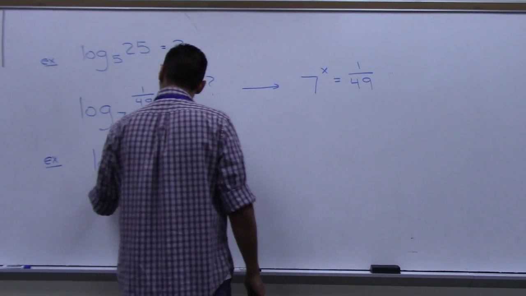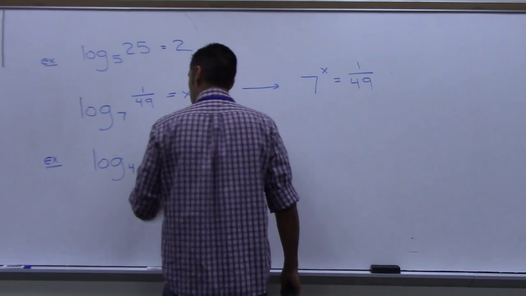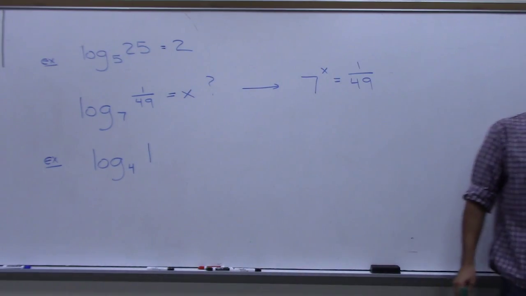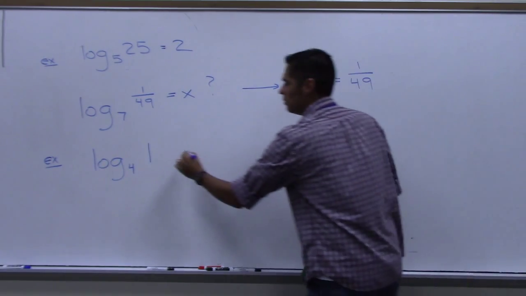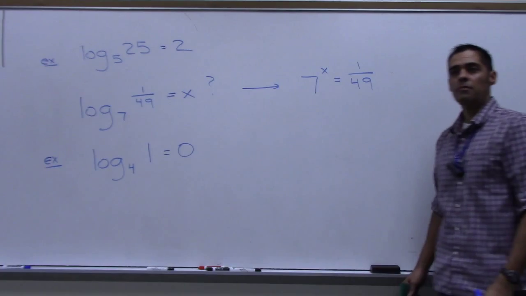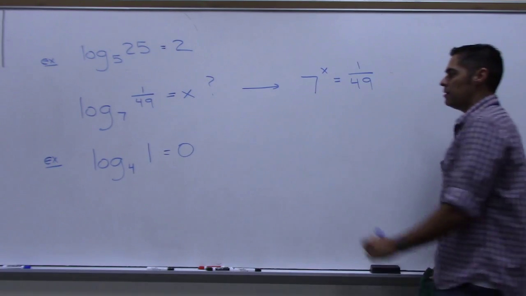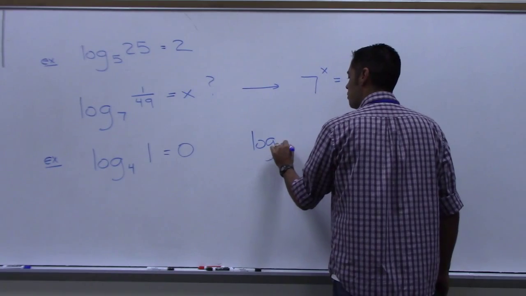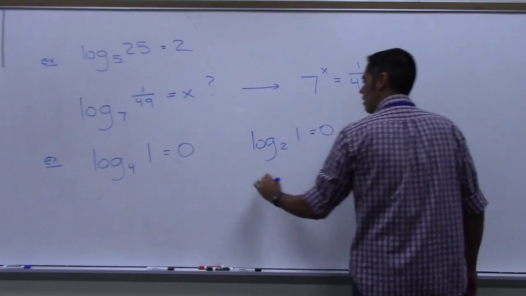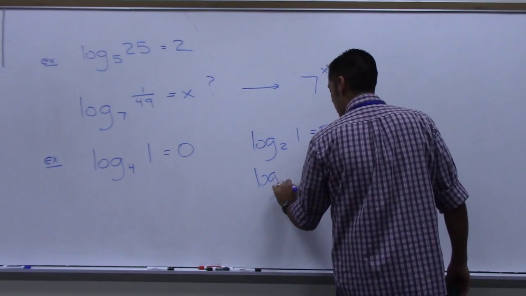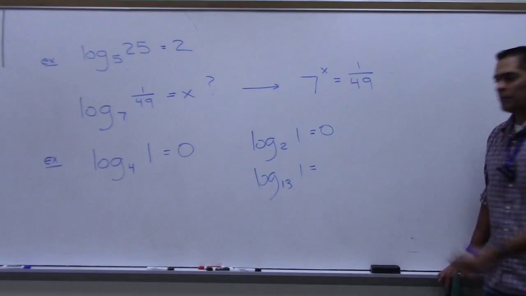Log base 4 of 1. What's the question being asked? To what power do I raise 4 in order to get 1? 0, right? In fact, if I do log base 2 of 1, what would the answer to that be? 0. Log base 13 of 1. What would that be? 0.